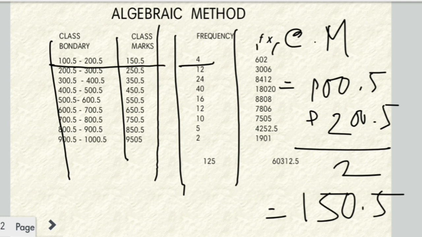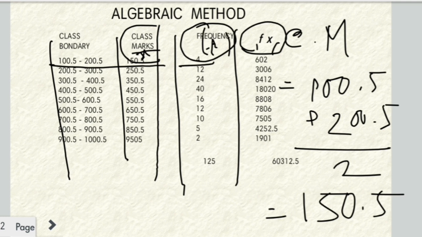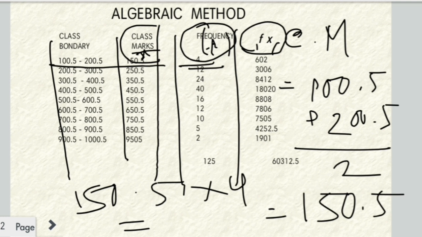In this table, the new column is fx. Fx means multiplication of f and x. Here x is class marks and f is frequency distribution. So in the first observation, class marks is 150.5 and frequency is 4. Then fx is 602.